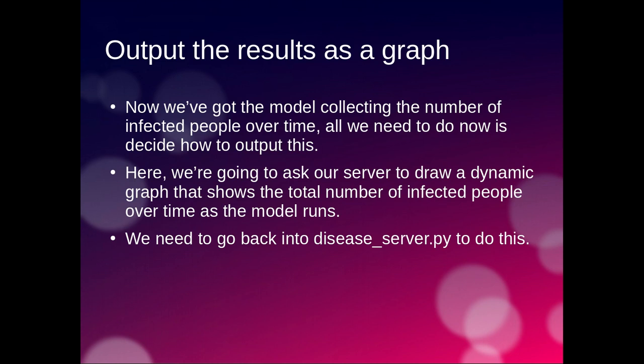So now we've got the model collecting the number of infected people over time. All we need to do now is decide how we're going to output this. Well, it'd be really cool if we had a graph, a dynamic graph that showed the total number of infected people over time, and it gradually sort of updated. So we're going to do that, and it's really easy to do that. So because this is a visualization, we're going to need to go back into the disease server file to do that.